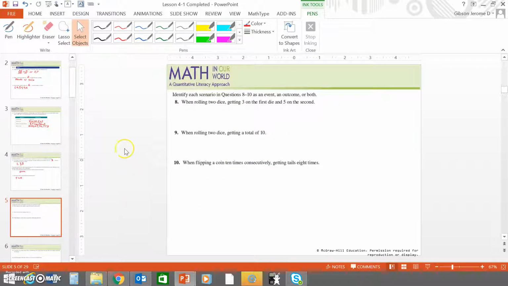Now we move on to the next slide. It says identify each scenario in questions 8 through 10 as an event, an outcome, or both. Now this takes a little reading and a little understanding. It says when rolling 2 dice, getting 3 on the first die and 5 on the second. This is an outcome, and it's also an event.